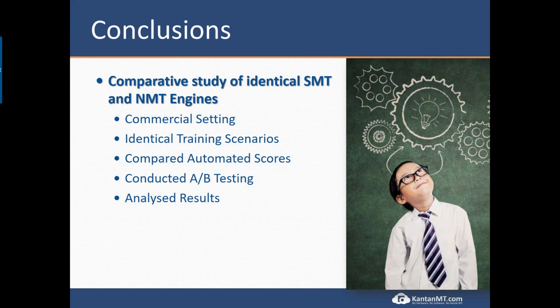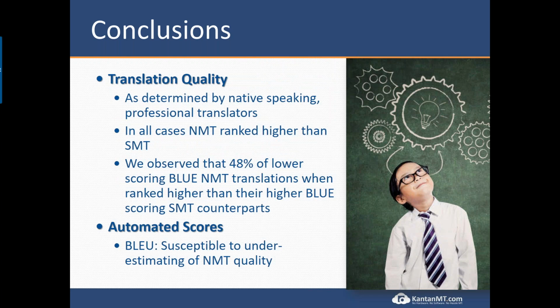So in terms of translation, the conclusion that we can draw is that, as determined by native speakers, professional translators, in all cases neural MT ranked higher than SMT. In fact, in a lot of cases, substantially higher. And we observed that of the low scoring BLEU segments, if you looked at the BLEU scores for individual segments, those low scoring BLEU segments coming from neural MT, 48% of those were selected as being better than the equivalent SMT engine output. So even in low BLEU score scenarios, half of what the engine was producing was selected as better than SMT output.